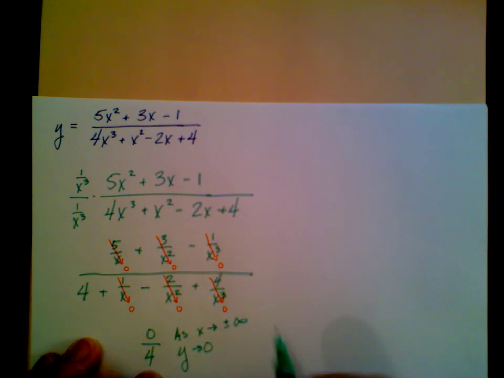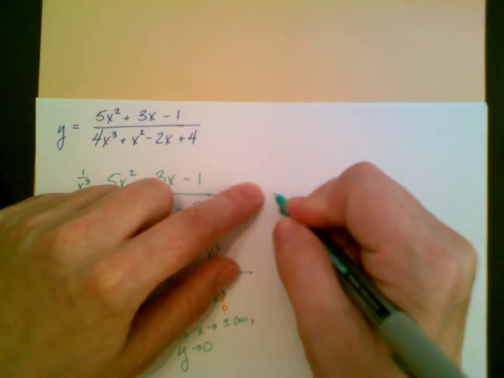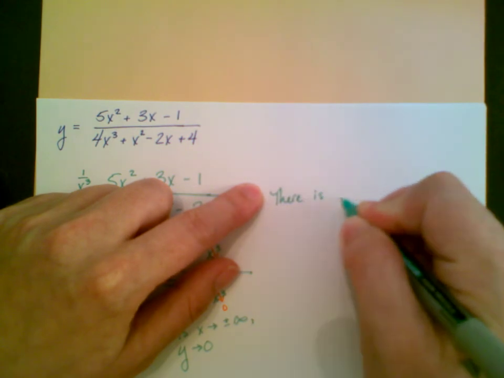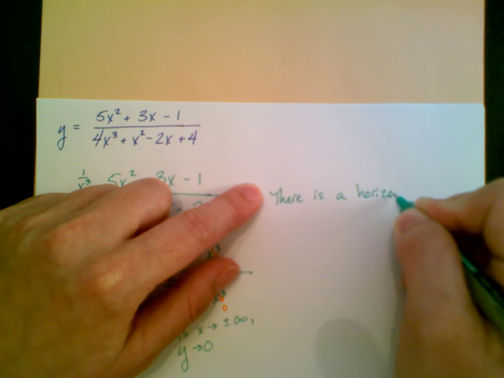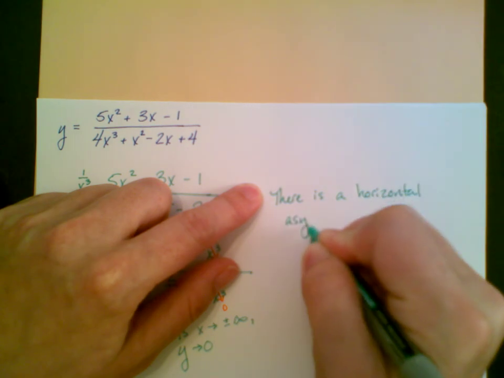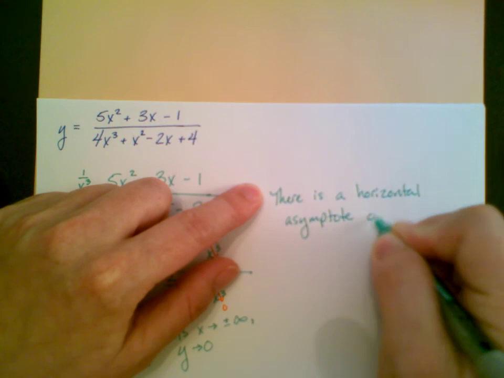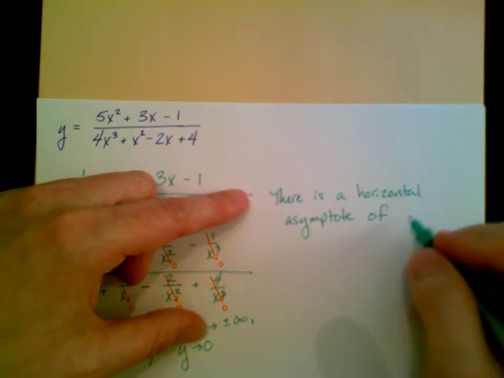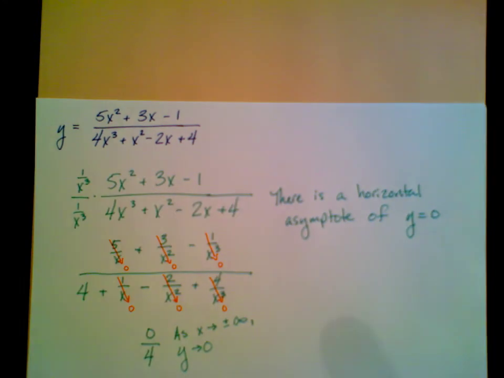Now, notice I keep saying as x goes to plus or minus infinity. For rational functions, if there is a horizontal asymptote, both ends, the right end and the left end, will approach the same asymptote. That's not true in general, but that is a property of rational functions. So for this function, there is a horizontal asymptote of, well, it's 0 that the y's are approaching. So there's a horizontal asymptote of y equals 0.